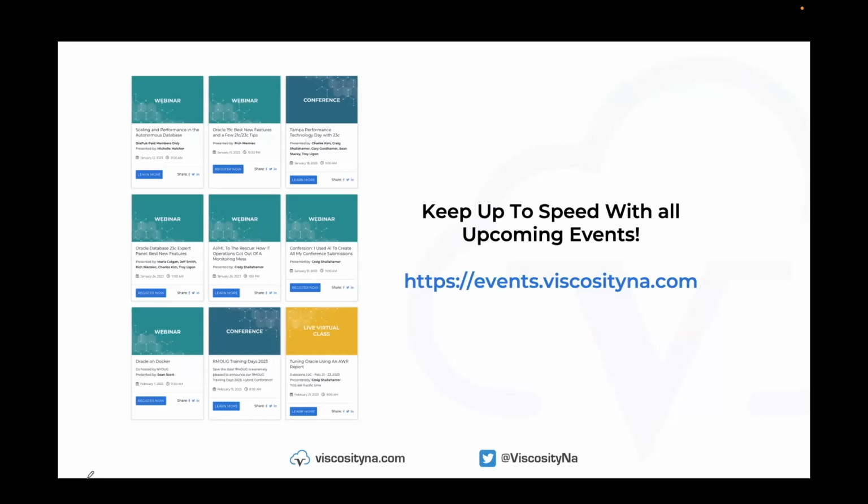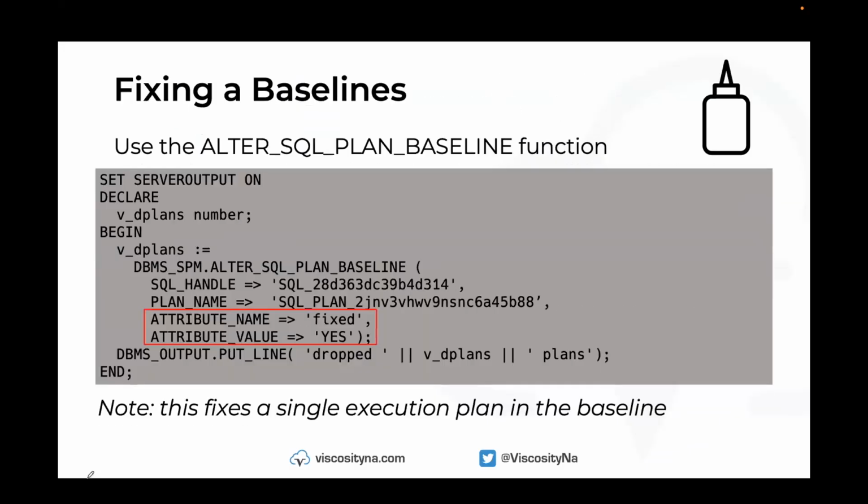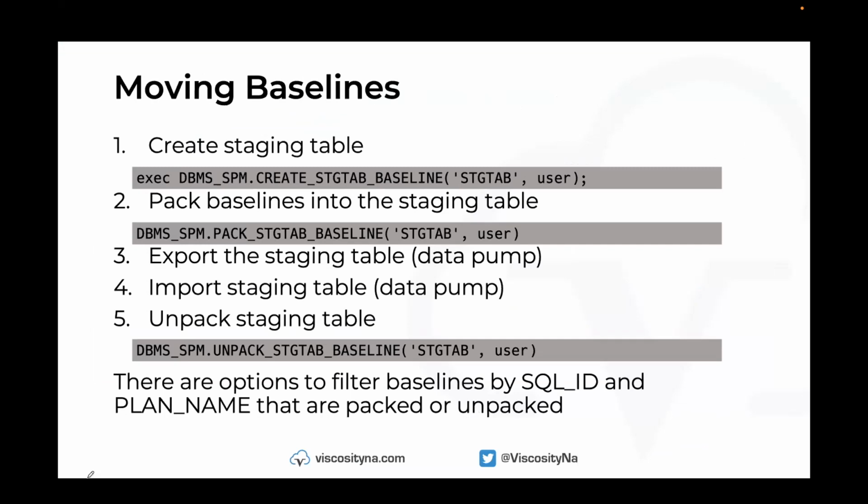Just trying to think if there's any other route you could take. For those that aren't super familiar, to move a baseline, you create a staging table. There's this SPM create stage table, and then you basically pack your baselines into that staging table, and then you move them through data pump, and then you unpack them on the target. So you don't have a lot of control over that table structure, and this is the only supported way to move baselines between databases.